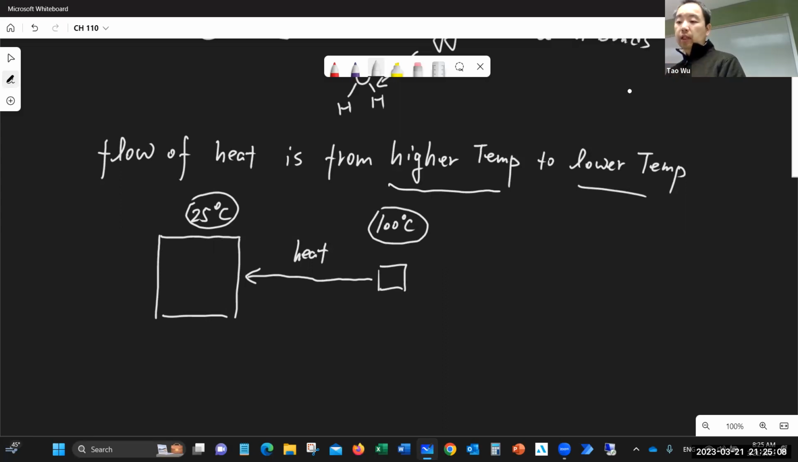Now, if we talk about this moving from higher to lower, then the heat has two directions. One, if we're absorbing heat. The next thing, we're going to talk about two different processes. One process is called exothermic. The other one is called endothermic.